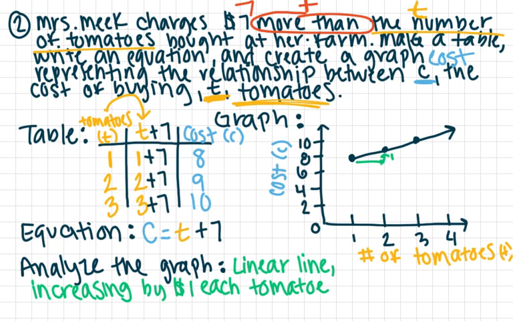And then we can also talk about the independent, the dependent. So we could say that the independent, I'm going to abbreviate independent, is the number of tomatoes. And then we can say that the dependent, abbreviating dependent as well, is the cost. So again, those are all good information to put into describing the graph and talking about what's happening in your graph.